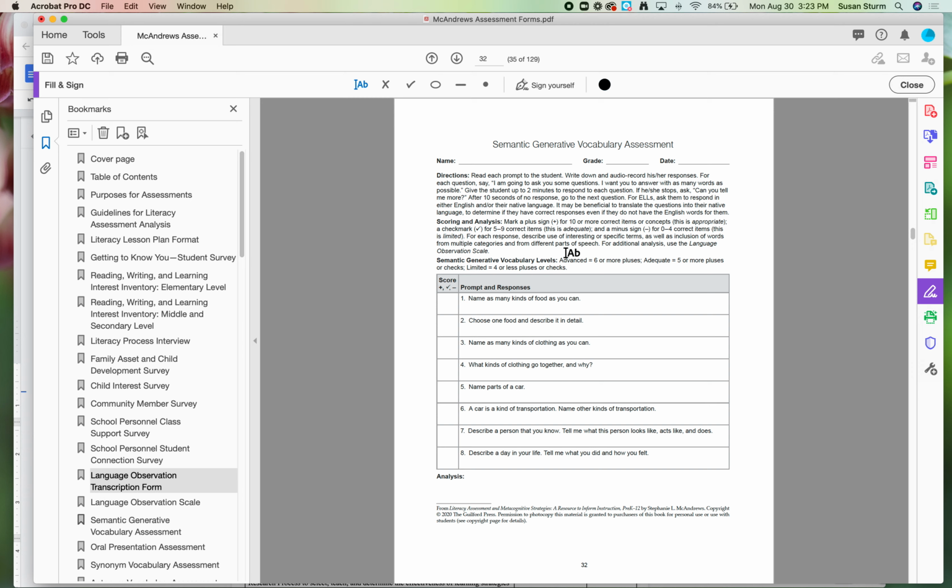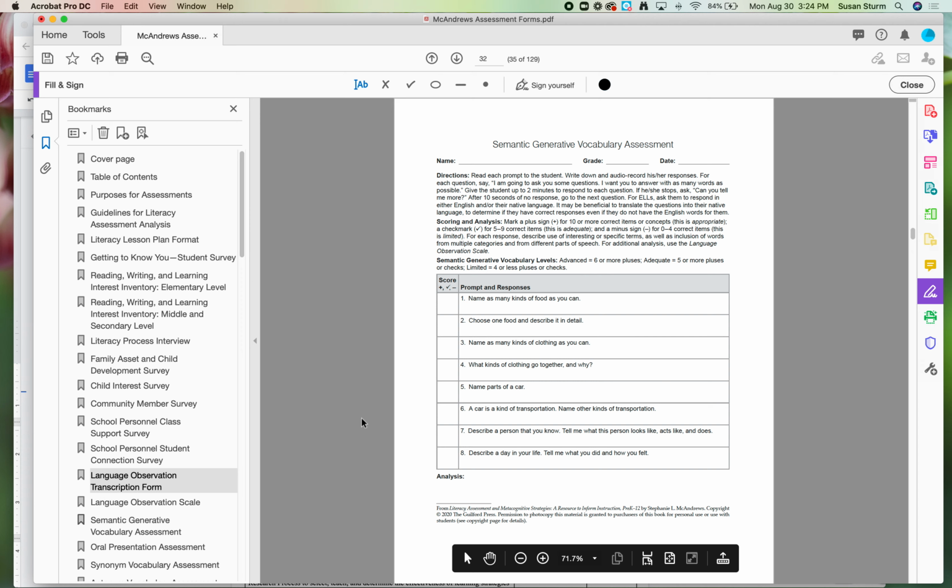It says to try to capture multiple categories, different parts of speech, and then it refers you back, interestingly, to the language observation scale. And that's probably to remind you that there's morphology, semantics, syntax, all of the different language systems can be in your consideration here. And then when you're all done, 6 or more pluses in these 8 boxes will be considered advanced.